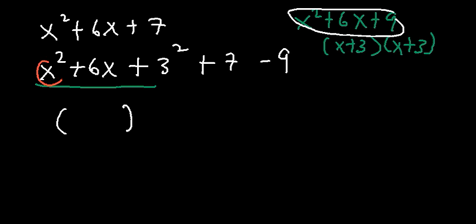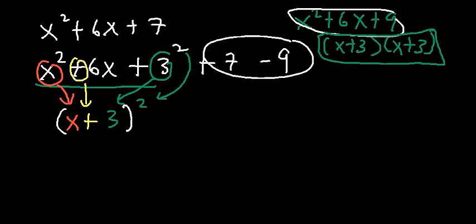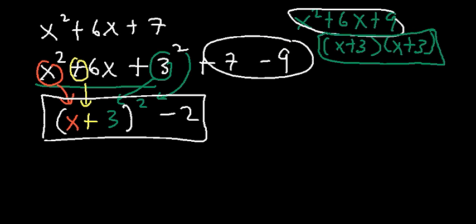So whatever this variable is, it's going to go here, x. Whatever this sign is, it's going to go there, plus. And whatever this number is before you square it, so not 9 but 3, it's going to go here. And this 2 is going to go here as well. And thus this can be written as x plus 3 squared because there's 2 of them. And then these two numbers we simply need to combine. 7 minus 9 is negative 2. And that's how you can factor by completing this square.